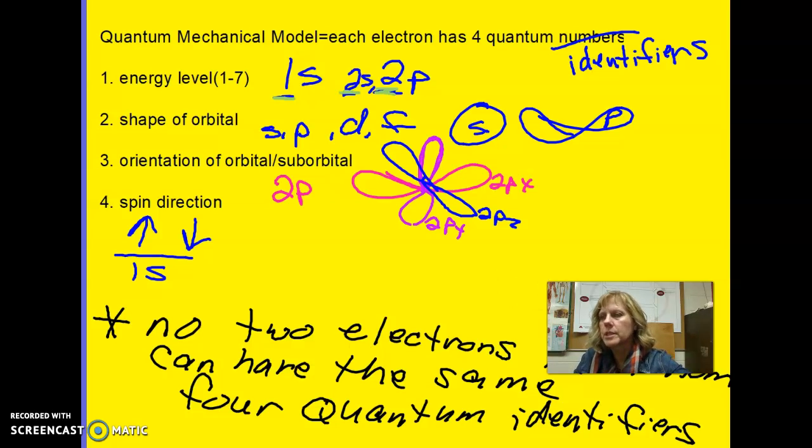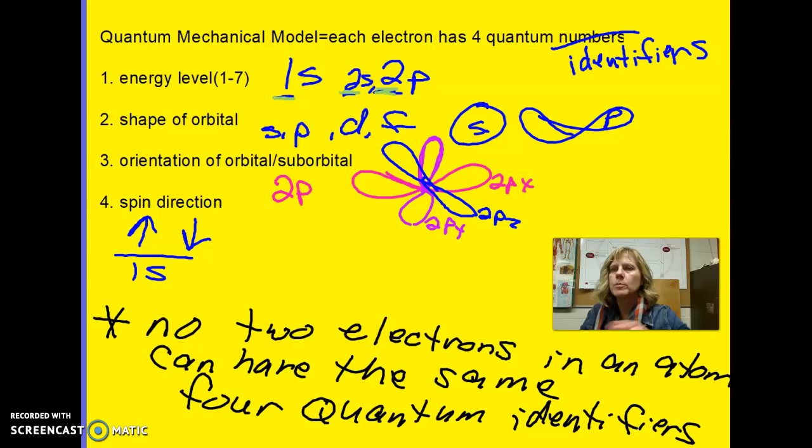That's really important. So I think the quantum mechanical model sounds more complex than it is. It's what you've been doing already, so I think you're already pros at it.